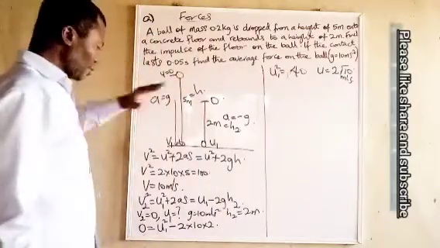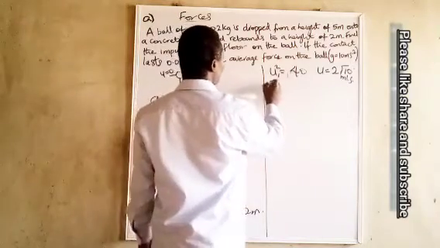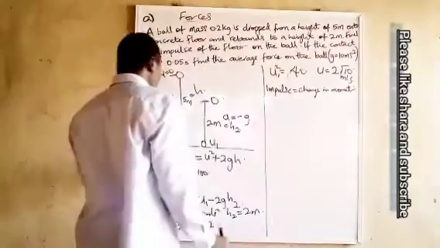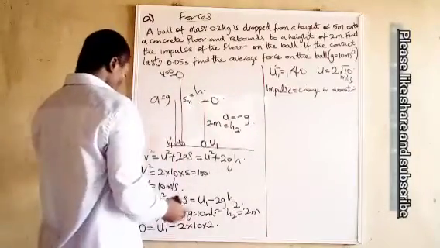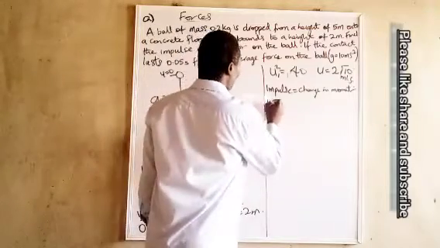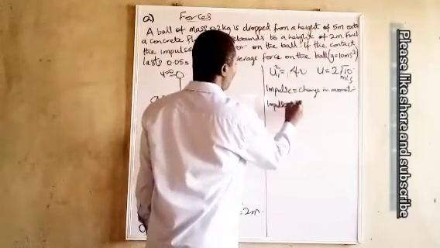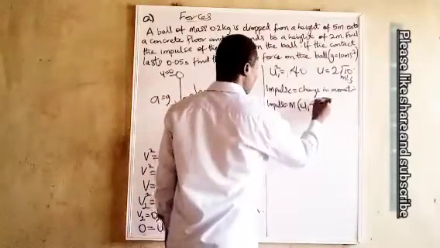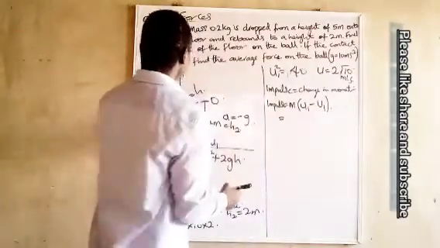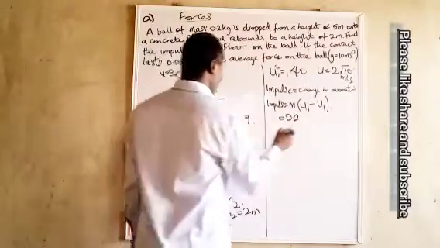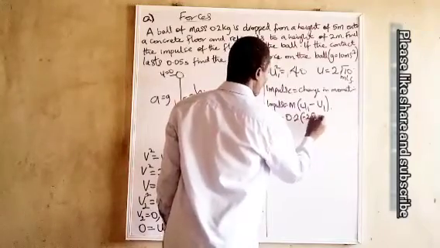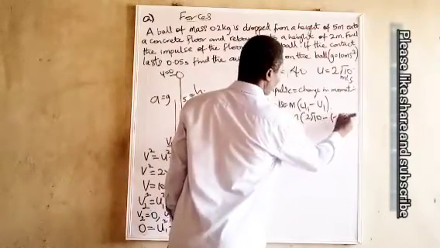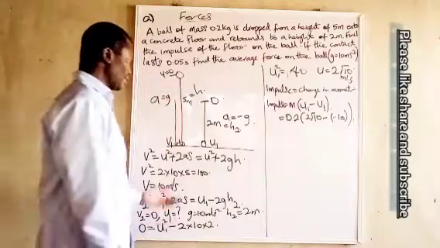And we are now asked, find the impulse. We have found our U. So our impulse is equal to change in momentum. And what's our change in momentum? The U in this instance is going up, and this V is down. So impulse is equal to M into U1 minus V1. What is our M? 0.2. What is our U1? Minus 2 root 10. What is our V1? Minus 10, please. This one is the final velocity, and this is the initial.